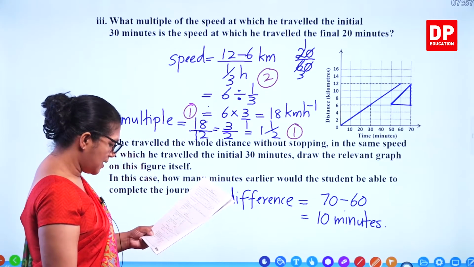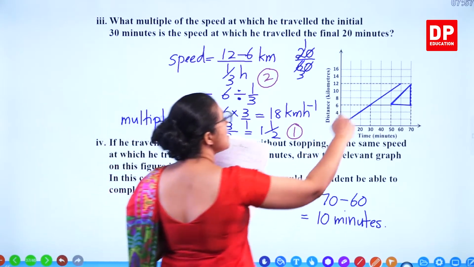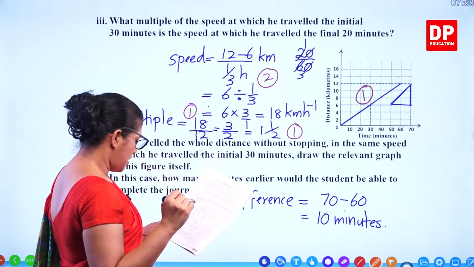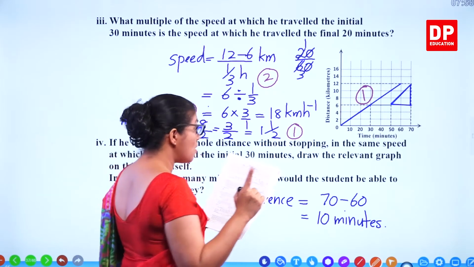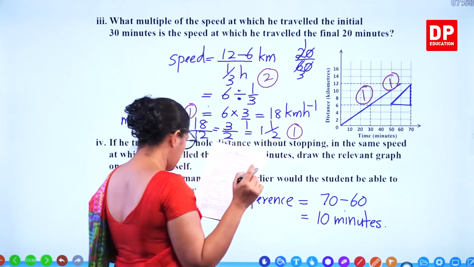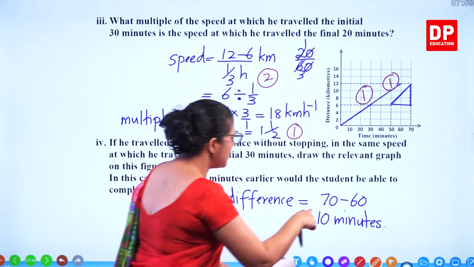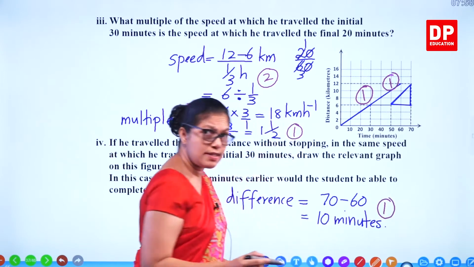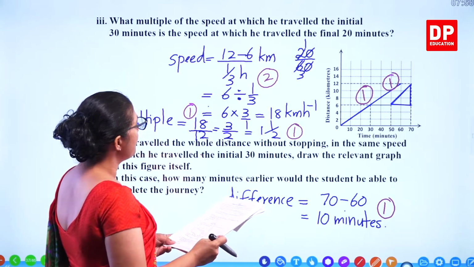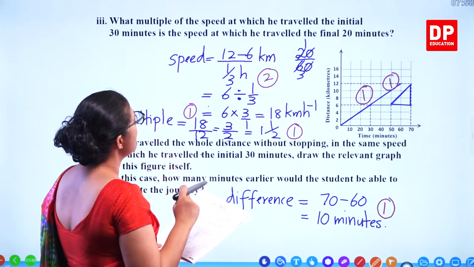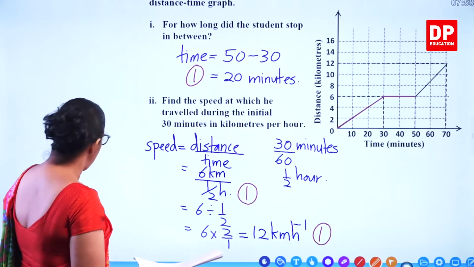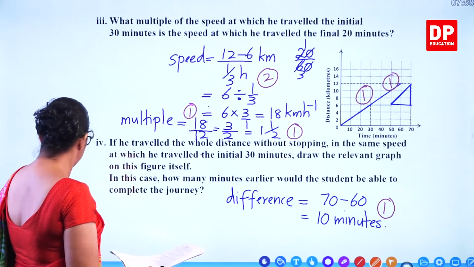So what's the answer? So showing this in the graph, 1 mark and another 1 mark. 2 marks. Showing this and finding 10 minutes, the time difference, you get 1 mark. So 3 marks for that step. So 1, 2, 3, 4, 5, 6, 7 and 3, 10 marks.